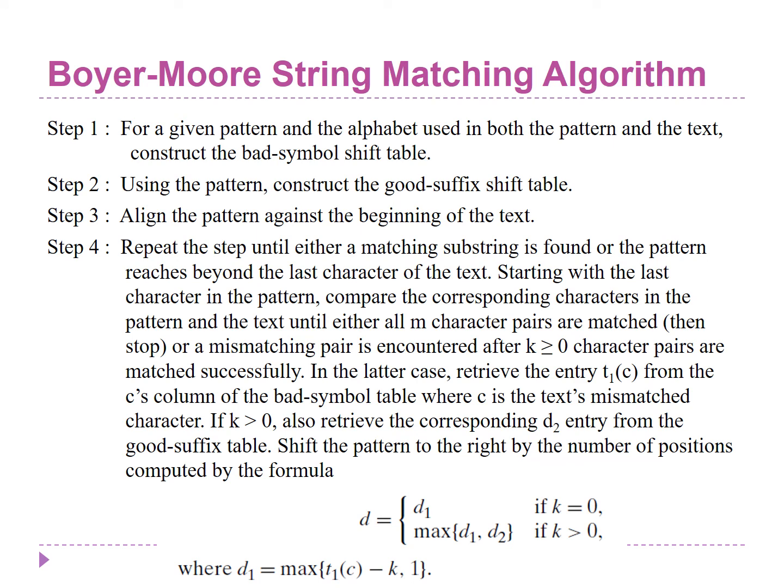If k is greater than 0, also retrieve the corresponding d2 entry from the good suffix table. Shift the pattern to the right by the number of positions computed by the formula d equals d1 if k equals 0, or max of d1 and d2 if k is greater than 0. Here in this formula, d1 equals max of t1 of c minus k and 1.